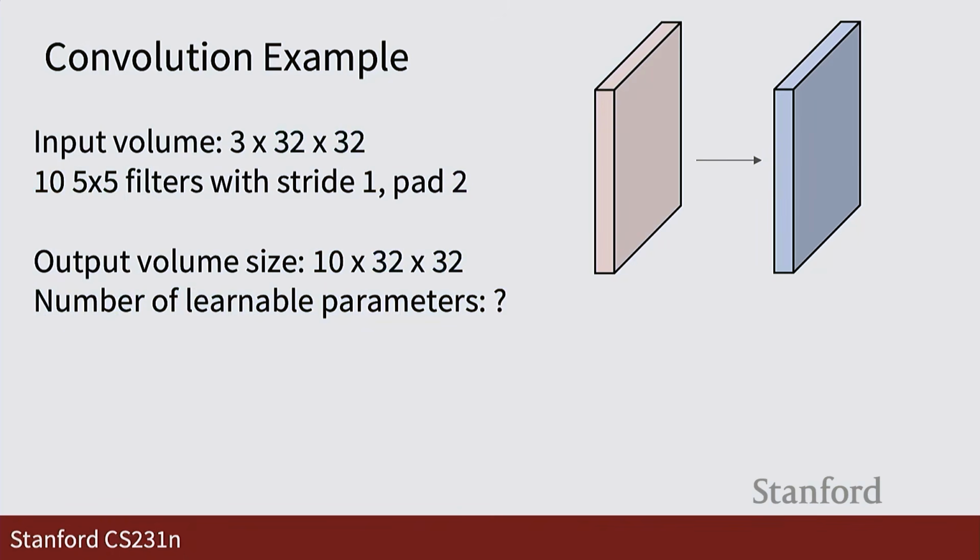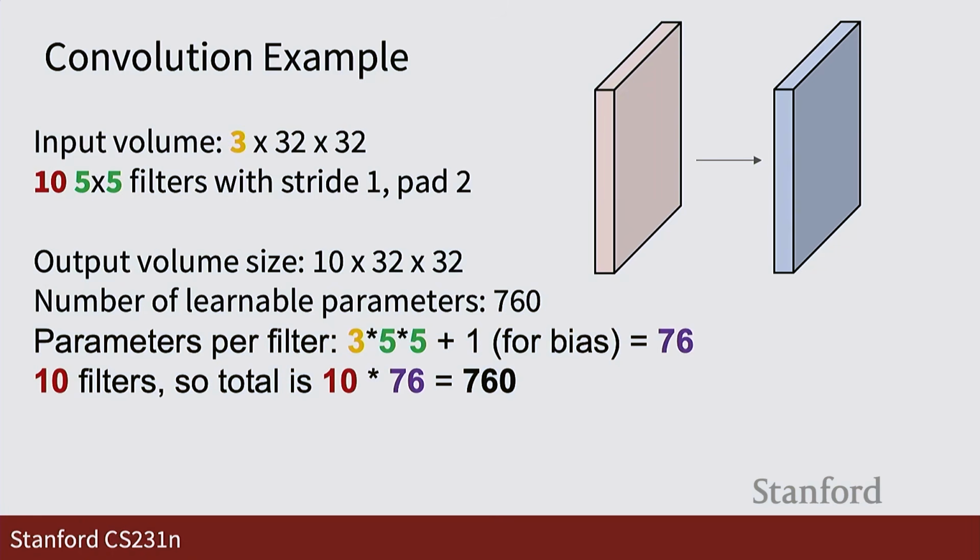Number of learnable parameters here. Maybe I'll just go through these because we have a couple more slides to get through. So here, in this case, number of learnable parameters is 760 because each filter is basically 3 by 5 by 5, and we have 1 for the bias. So we have 76 learnable parameters per filter. We have 10 filters, so it's 760 learnable parameters here.